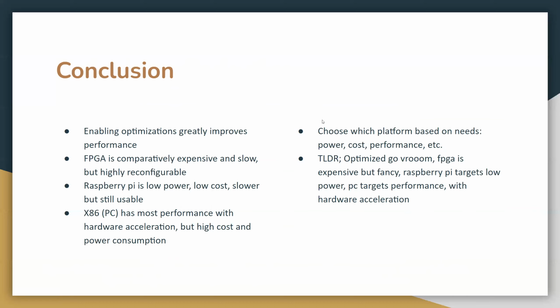So basically, you want to choose a platform based on the needs, whether it be power, cost, or performance. And basically, optimizations make things go a lot faster. The FPGA is very expensive, but it's very reconfigurable, which none of the other systems have. The Raspberry Pi targets low power. The PC targets performance, especially with the hardware acceleration. That concludes our presentation.